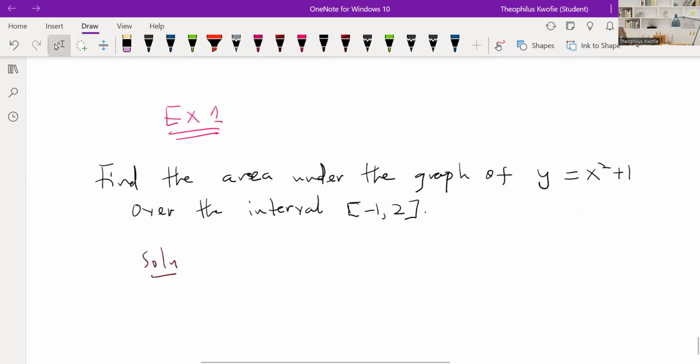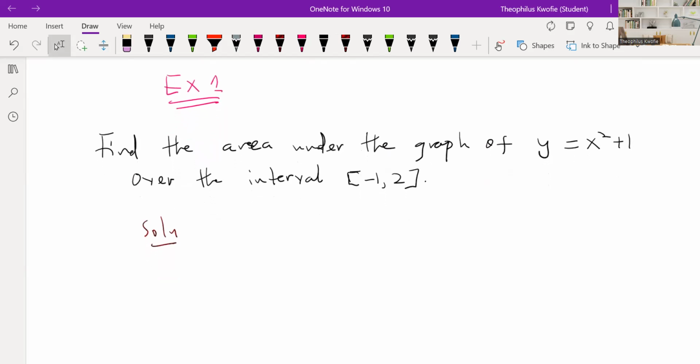Okay, how do you find the area under the graph of y equal to x squared plus 1 over the interval? So over here, it's easy for us to know that our a is -1. So the area under the curve is just going to be the integral, moving from -1. So -1 is our lower limit, and then 2 is our upper limit, and the integrand will be x squared plus 1 dx.